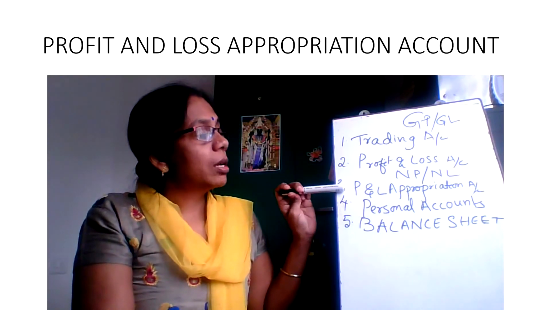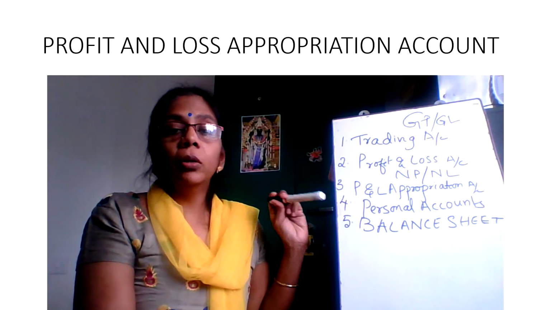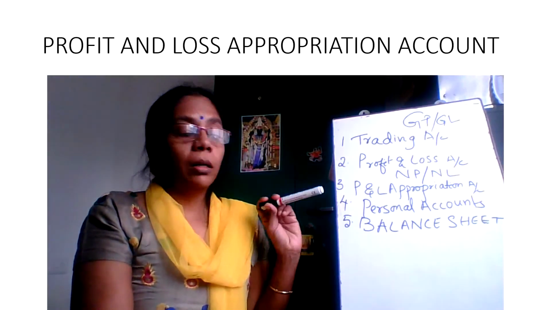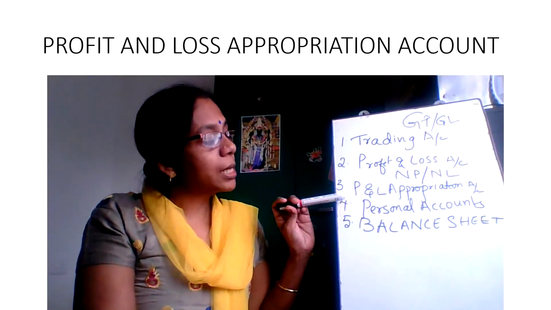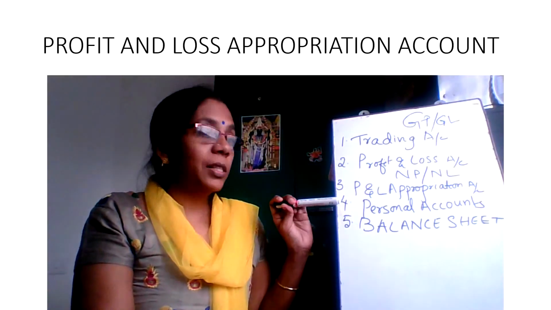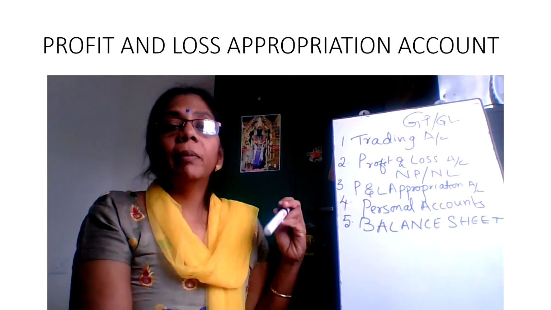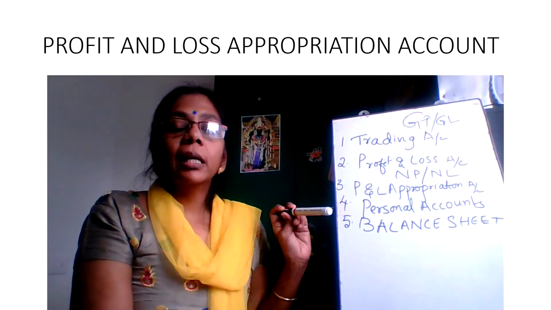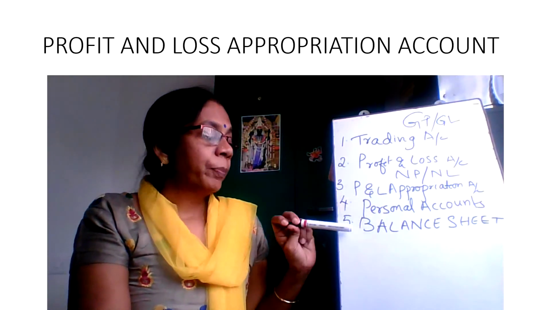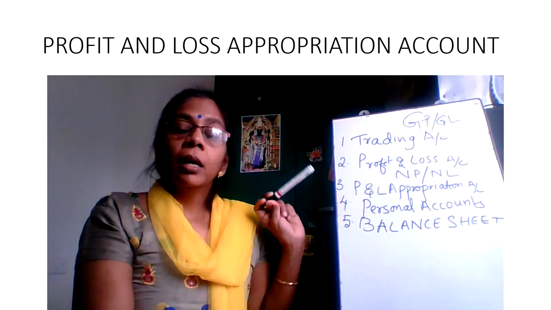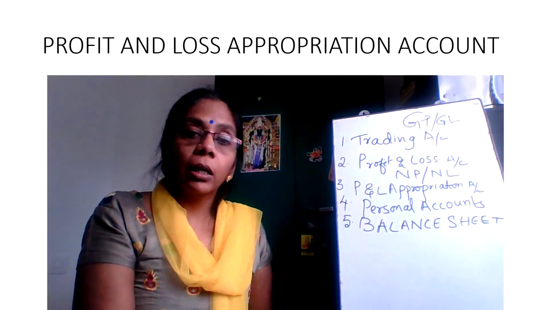Once you prepare the profit and loss appropriation account, you will move into the personal accounts. As I told you, two methods can be adopted. In the capital fixed method, only capitals are put into one account and adjustments are taken to a different account, that is, we prepare two different accounts under the fixed method. In the fluctuating method, we take everything together into a single account known as the capital account. Anyway, that discussion we will do in the next session. And finally, the balance sheet. So this is the sequence to be adopted in the preparation of the final accounts of partners.